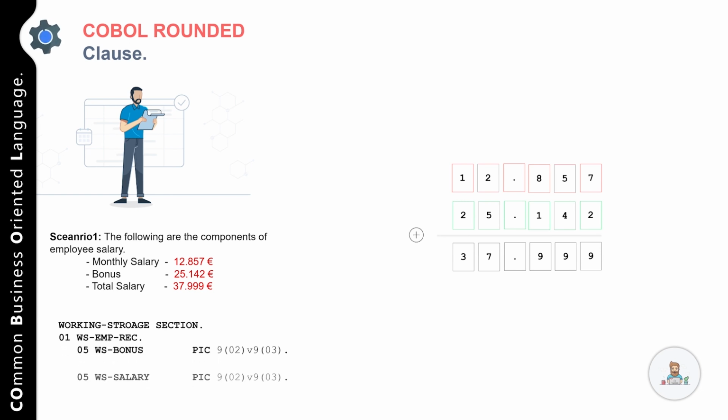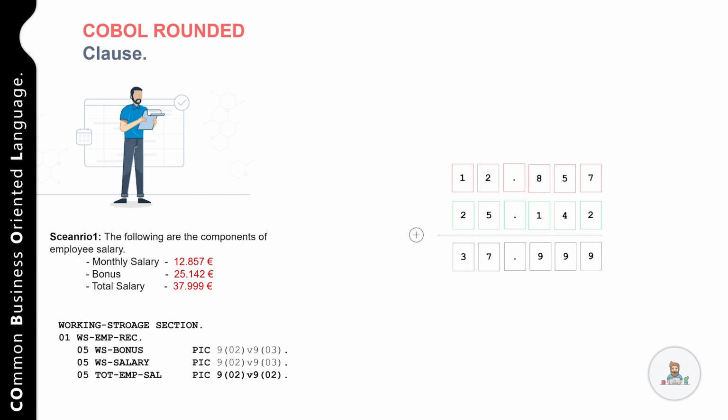Now let's look at the working storage section, or the variables that we have defined in our COBOL program. First of all, we have WS-BONUS, which is defined as 9(2)V9(3). That means 3 decimal places. The next one is WS-SALARY, again with the same data type, 9(2)V9(3). That means 3 decimal places. And the third one is TOTAL-EMP-SAL, defined as 9(2)V9(2). That means it can hold up to 2 decimal places, right?